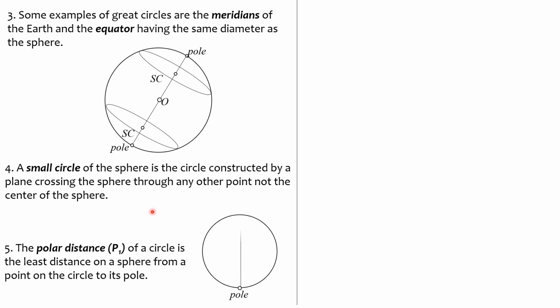So if we have the circle here and we draw the poles and we have a small circle, the great circle passes through the center. So the polar distance is the distance from the pole to the point on the small circle. So this distance here is the polar distance of that circle, while the polar distance of the great circle is, of course, 90 degrees. So this is P sub 1, and the polar distance of the great circle is 90 degrees, as shown in the figure.